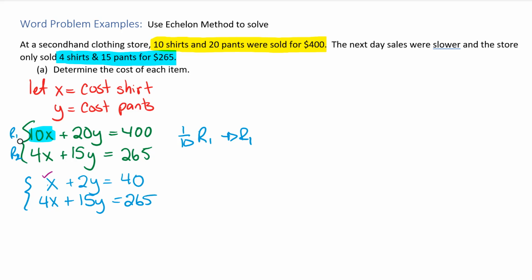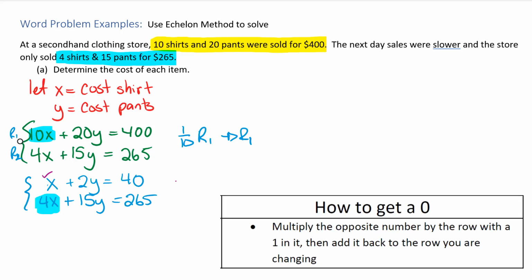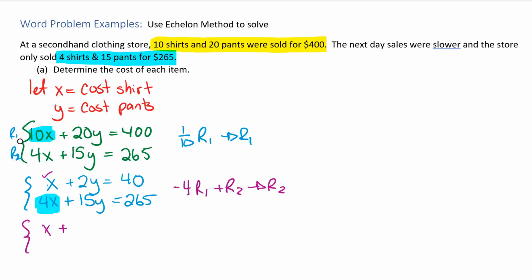So step 1, I got a 1 exactly where I want it. Step 2, I want to get a 0 below it in the x coefficient of the second equation. So I want a 0 there. Now remember zeros? To get a 0, we need to take the opposite of positive 4. The opposite is negative 4, times the row with the 1 in it, which is row 1, and add it back to row 2. Okay, so row 1 stays the same.